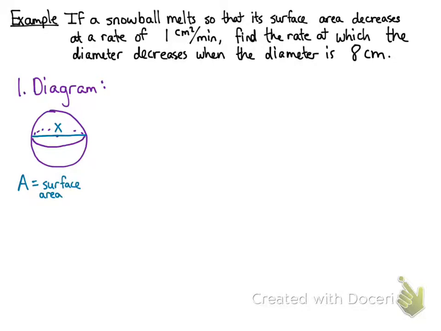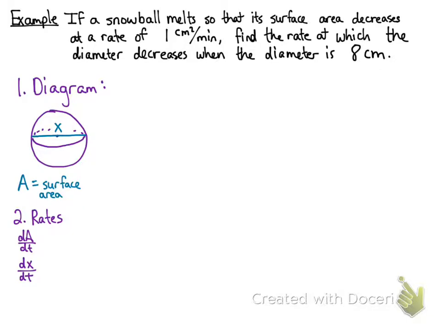Also involved in this problem is the surface area. That's a little harder to label in the picture, so I just wrote it down. A is going to be my surface area. I need to write down rate stuff, so the derivative of A and the derivative of x with respect to time. I'm told that surface area is decreasing at 1 centimeter squared per minute.